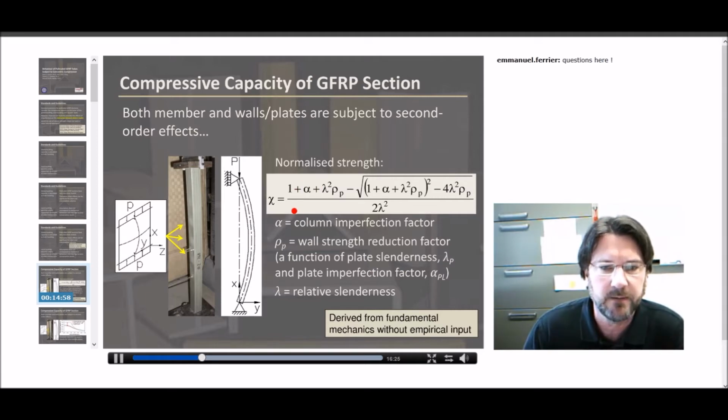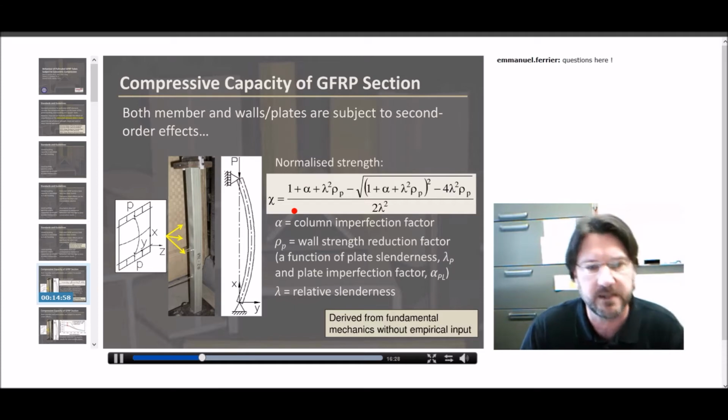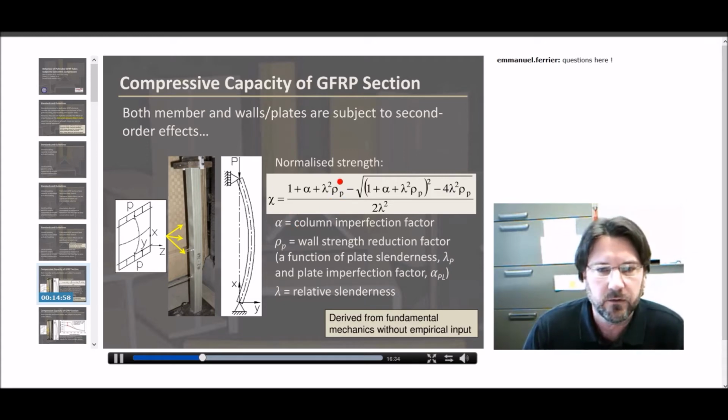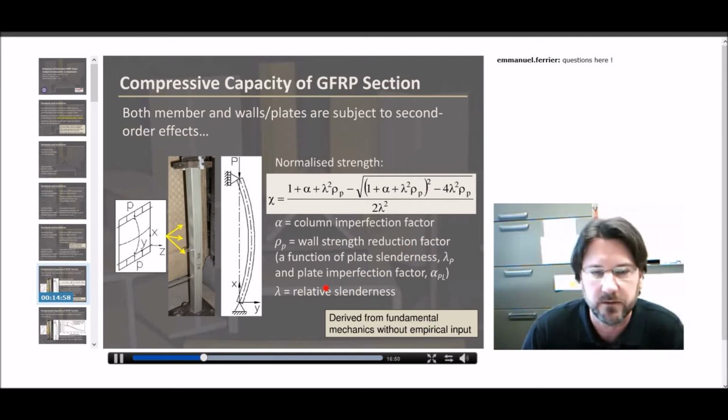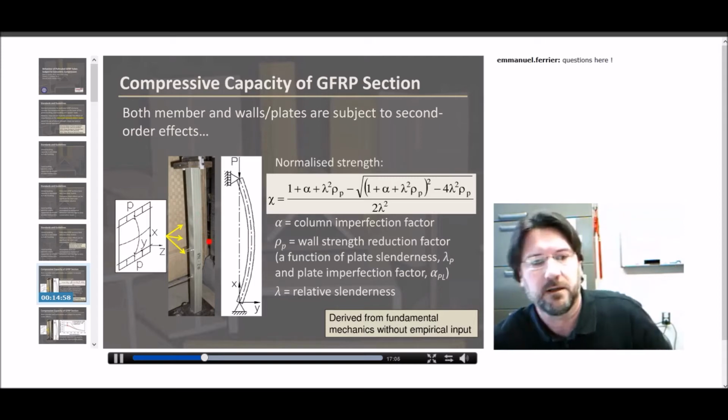Alpha is the column imperfection factor addressing the out of straightness of the element itself. And rho then is a factor that talks about a reduction associated with the wall itself, the slenderness of the wall plate. And this itself is a function of the slenderness of that plate and the imperfections of that plate. And so we've got a lot of factors that we need to address. And that's what we're going to look at here in the first part of this presentation, an experimental program that aimed at nailing down these values and categorizing GFRP sections in compression.